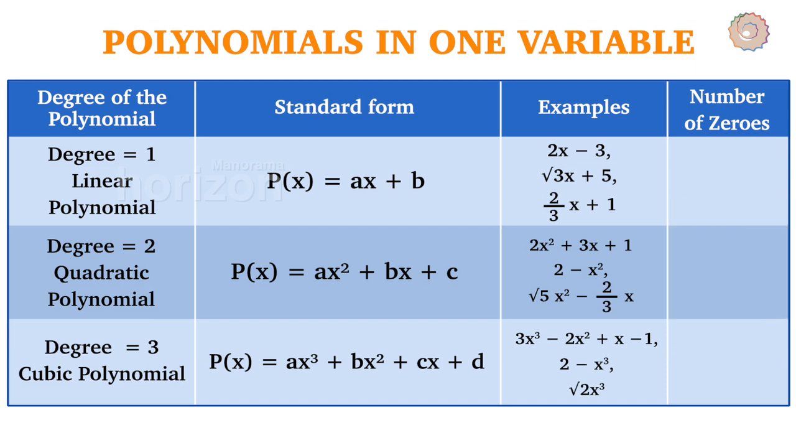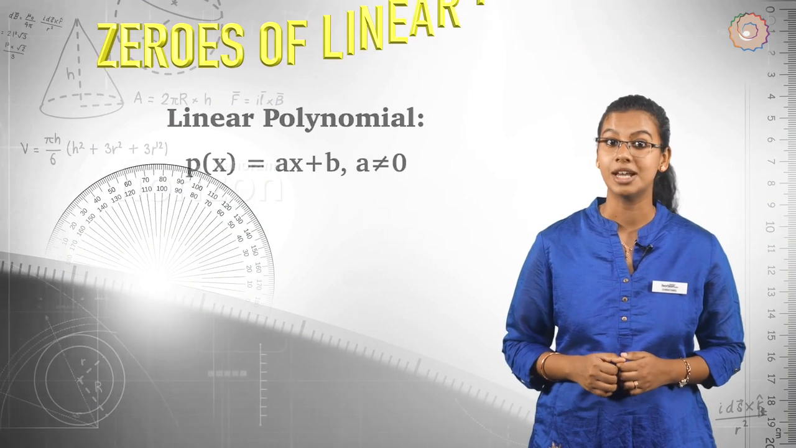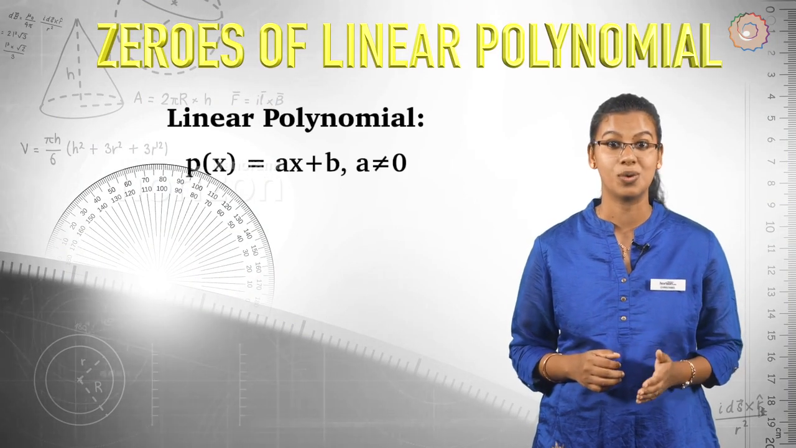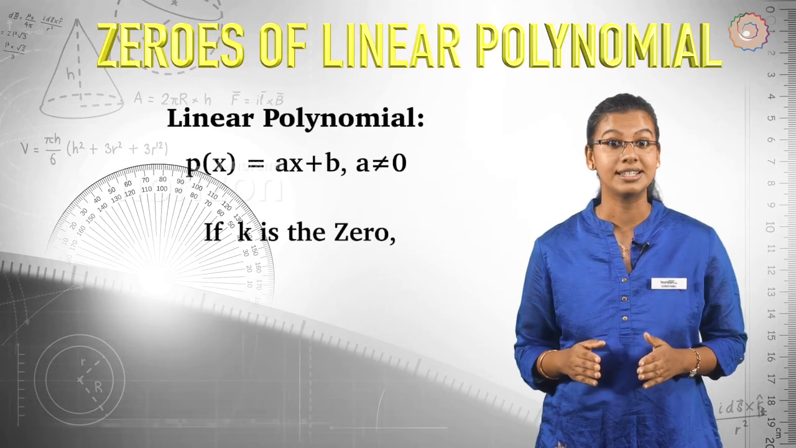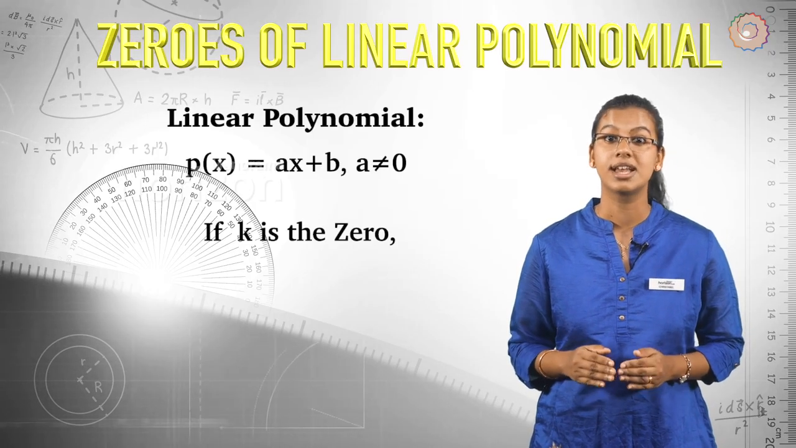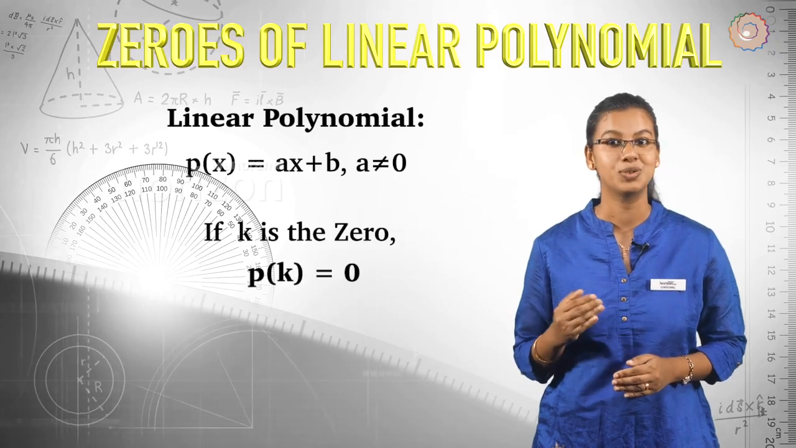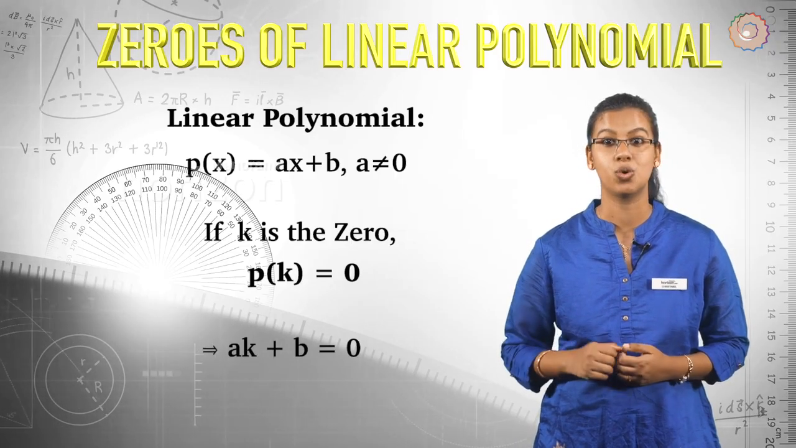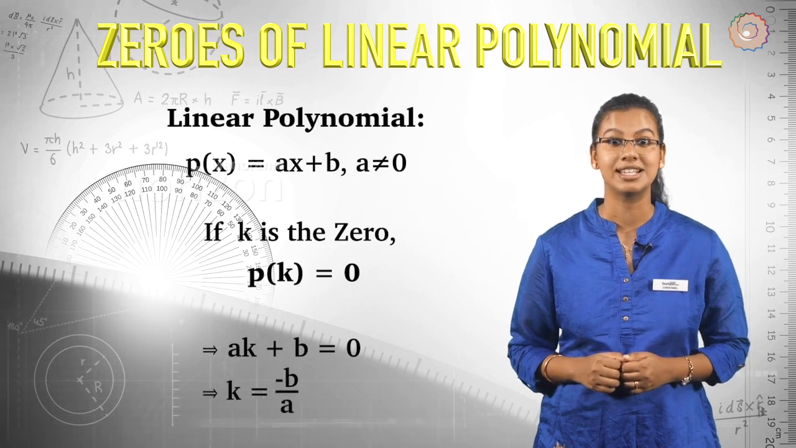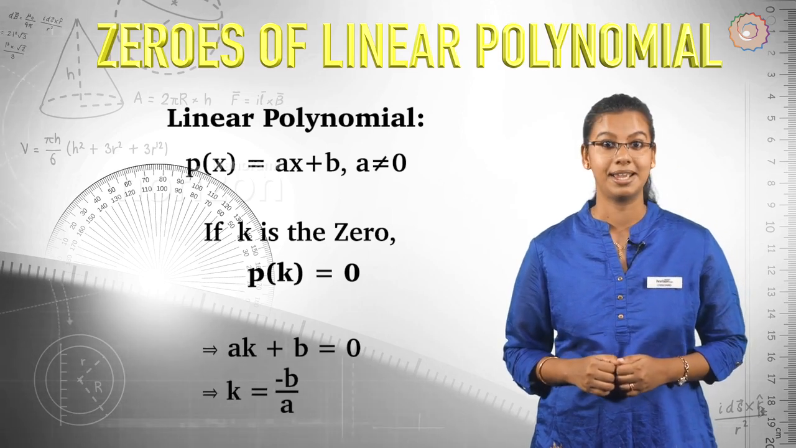So, a linear polynomial has one and only one zero. A quadratic polynomial has 2 zeros and a cubic polynomial has 3 zeros. For a linear polynomial p(x) = ax + b, a not equal to 0, if a real number k is a zero, then p(k) = 0. That is ak + b = 0, which implies that k = -b/a.